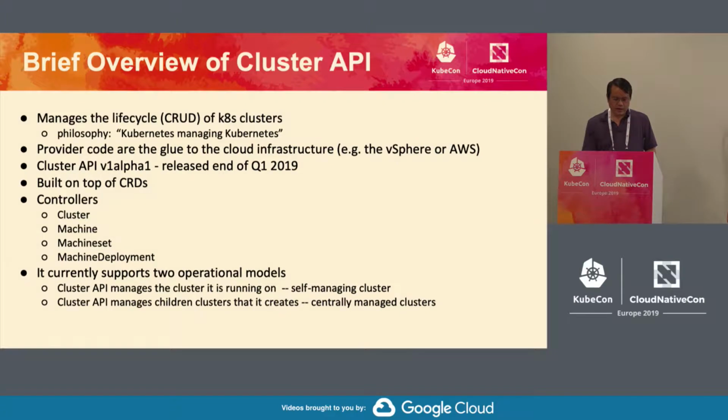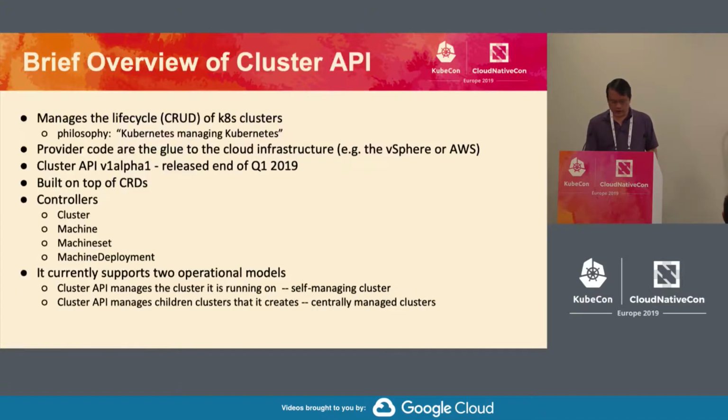Cluster API right now is at v1alpha1. That's the API version, and we released that at the end of last quarter, Q1 of 2019. It's built on top of CRDs, and it implements a set of controllers. It currently supports two operational models. The first one is Cluster API manages the cluster that it's deployed on. You can call that the self-managing cluster. And the second model is Cluster API manages the child clusters that it creates, and you can call that centrally managed clusters.